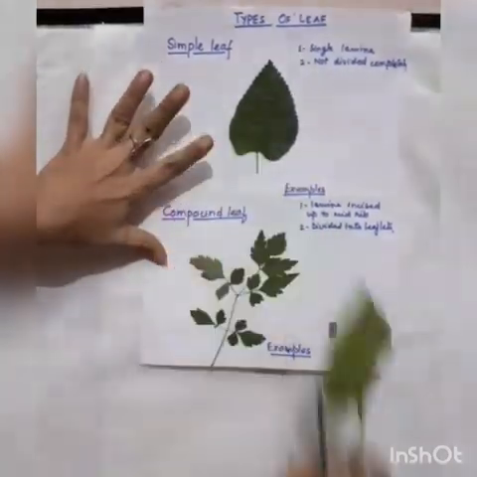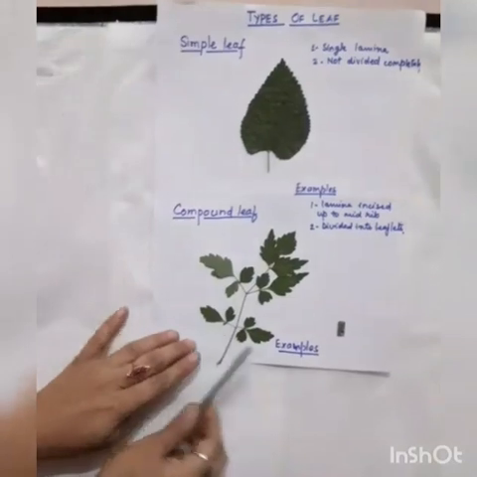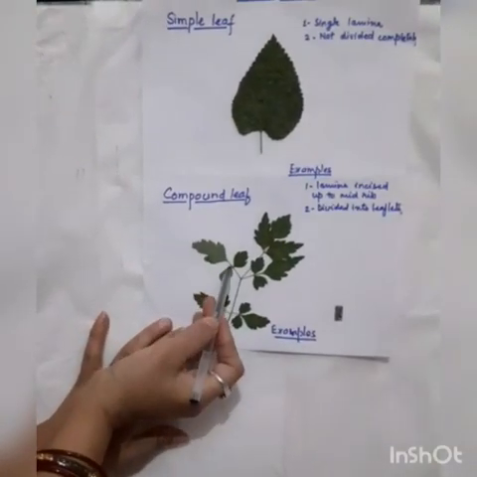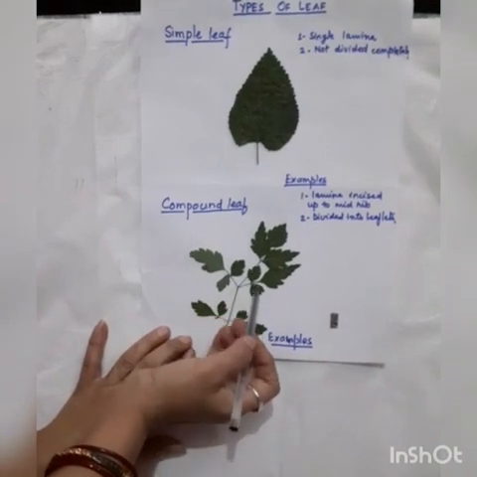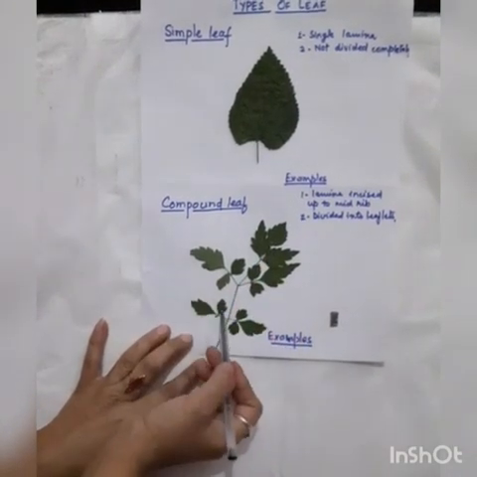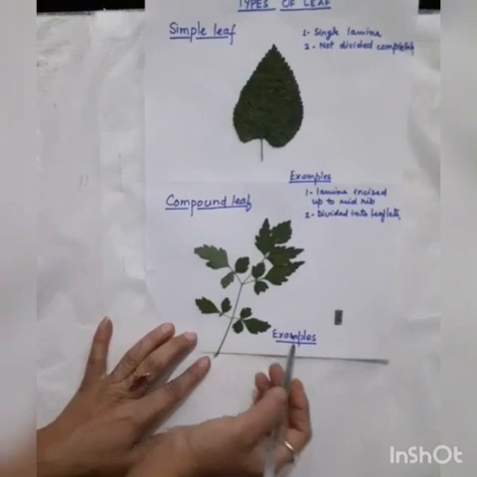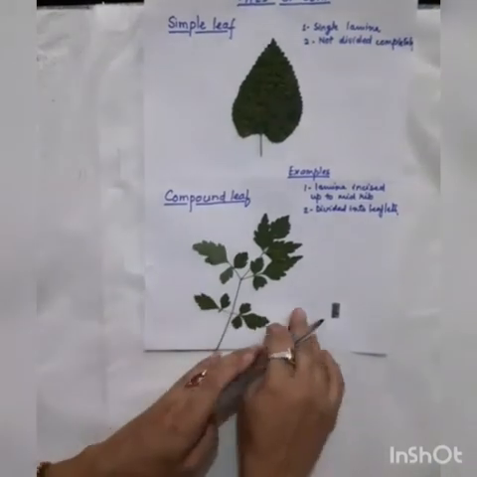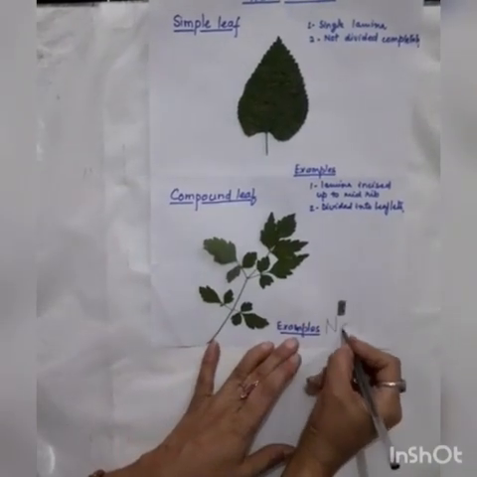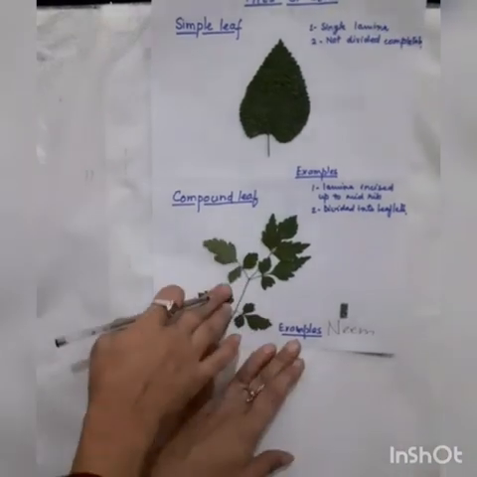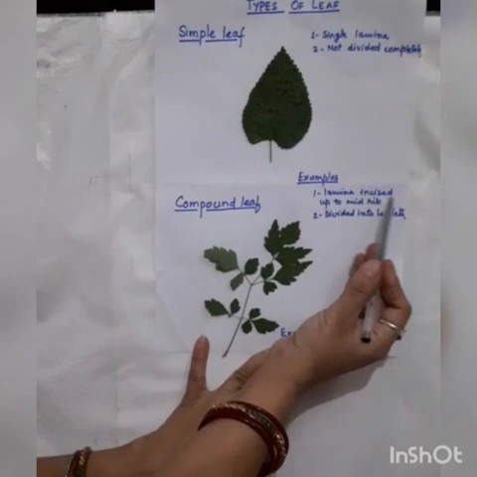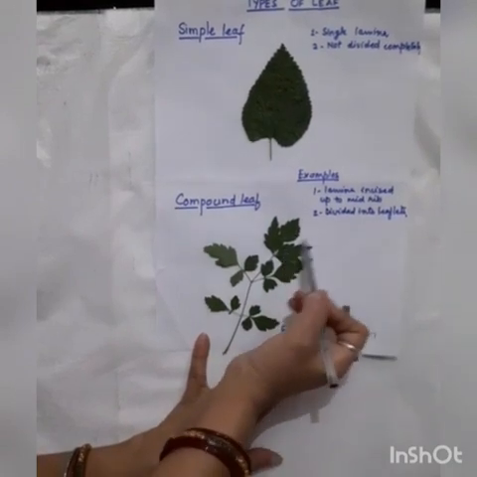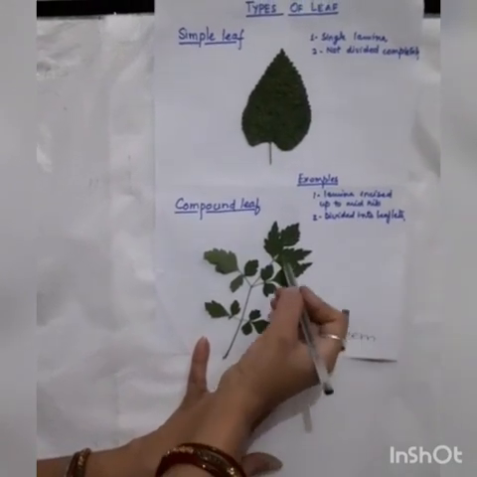And the second type of leaf is known as compound leaf, in which the leaf lamina is incised up to the midrib and the leaf is divided into many leaflets. So these are the compound leaf. Examples of compound leaves are the neem leaves. All of you have seen neem leaves. Neem leaves are the example of the compound leaf. In this compound leaf, the lamina is incised up to the midrib. It is divided into leaflets. These are the leaflets.